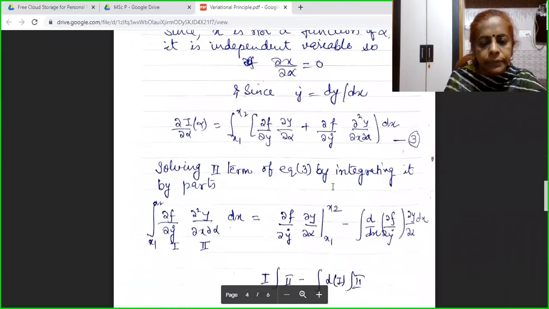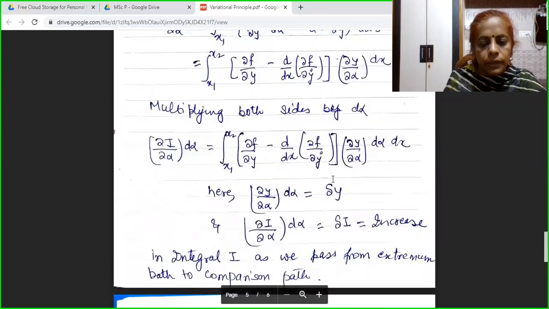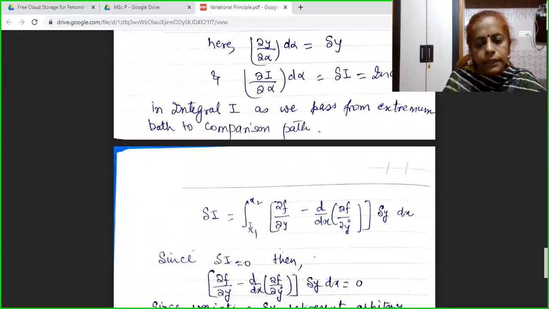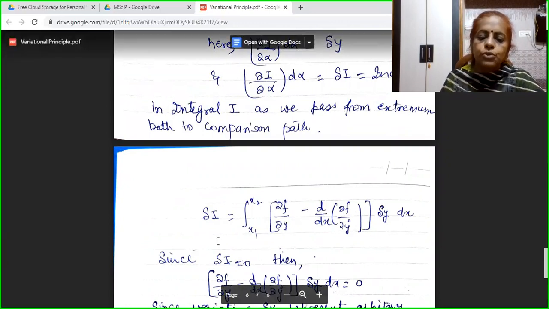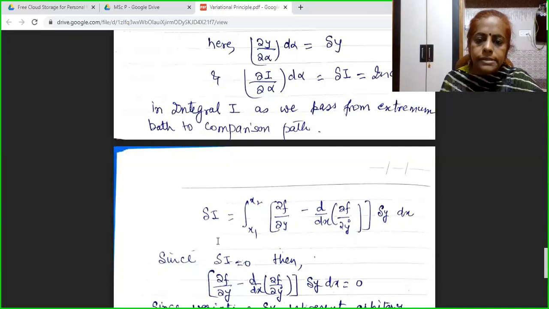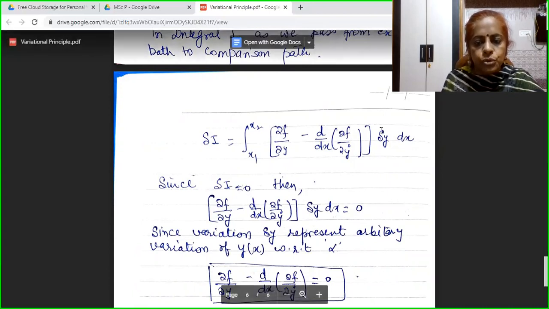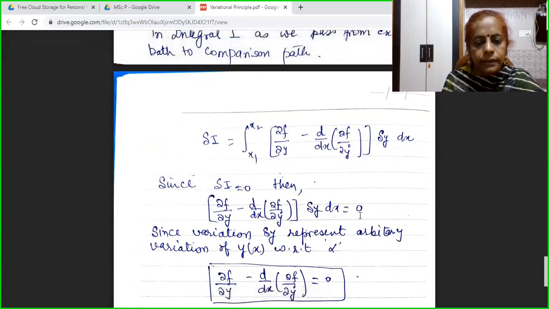So moving over to my integral term. Here I am rewriting my expression as δI equals the integral from x1 to x2 of (∂f/∂y minus d/dx ∂f/∂y') δy dx, equal to 0. Since we have already given that integral I is extremum, that means δI must be equal to 0. This we have already stated in my variational principle statement. So substituting it to be 0, I get this equation to be equal to 0.